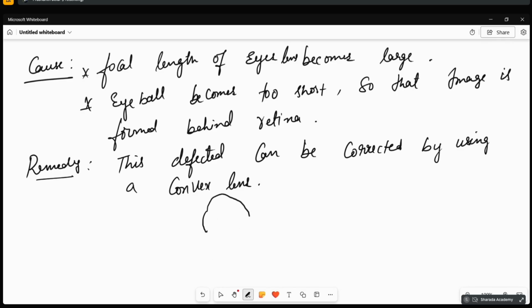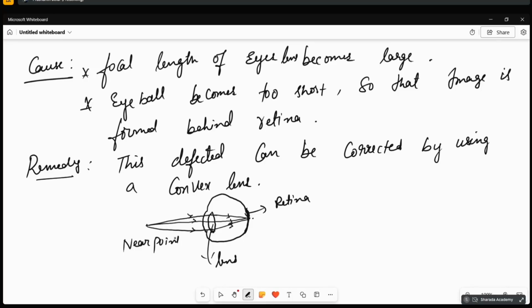Here it's difficult to draw this. This is the retina. I cannot draw properly here as you can with a scale and pencil. This is the lens. This is the near point. This is for drawing the diagram. This is for a normal eye.